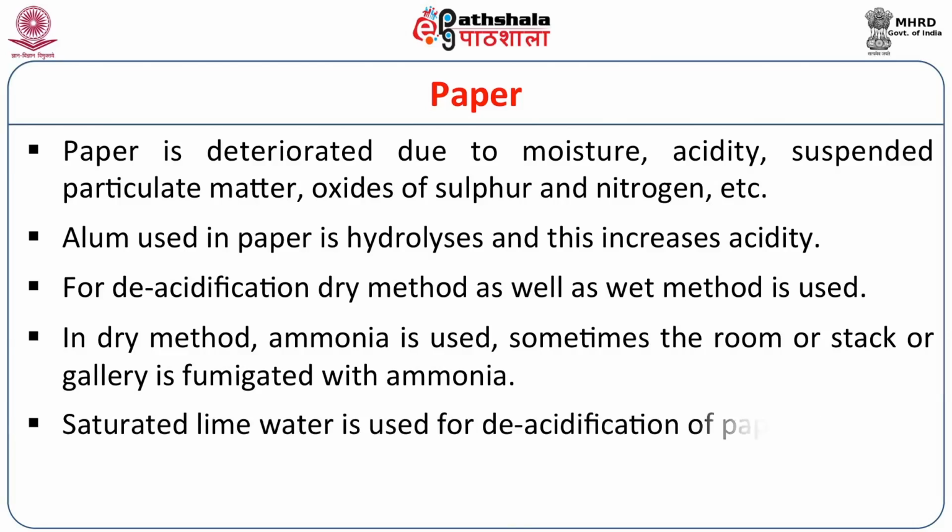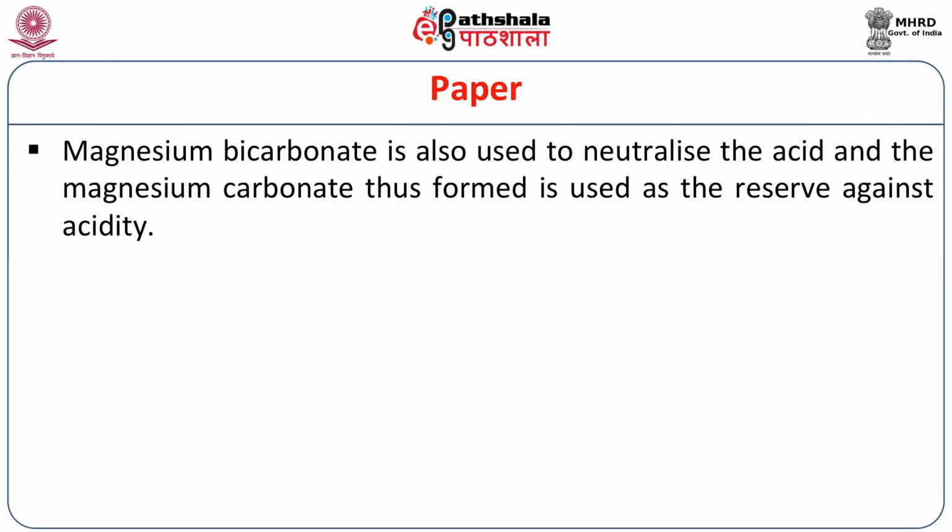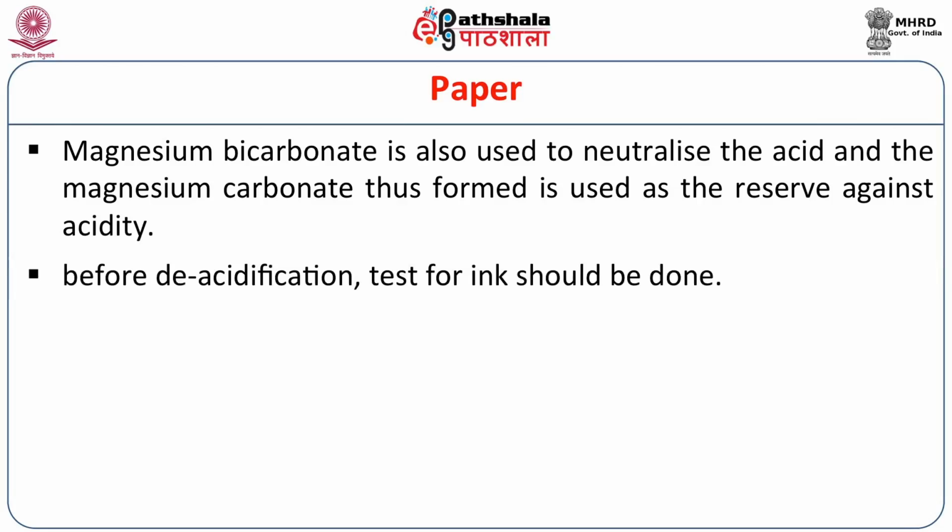In case of de-acidification of paper, we sometimes use saturated lime water. For de-acidification, we also use magnesium bicarbonate. It neutralizes the acid, and the magnesium carbonate thus formed is used as the reserve which acts against the further acidification of paper.